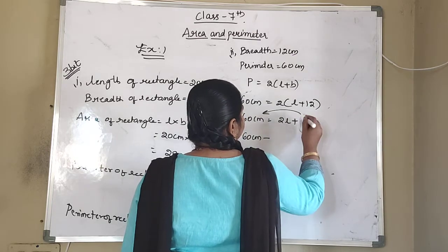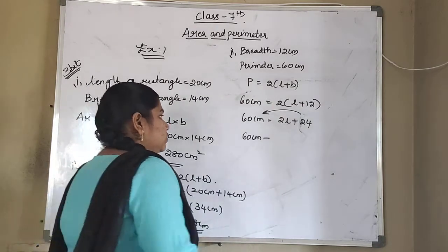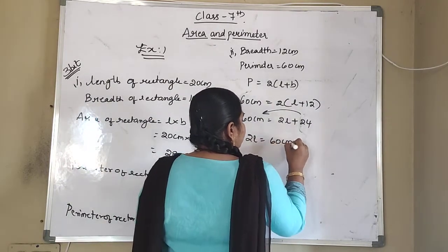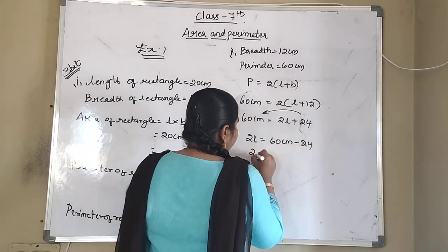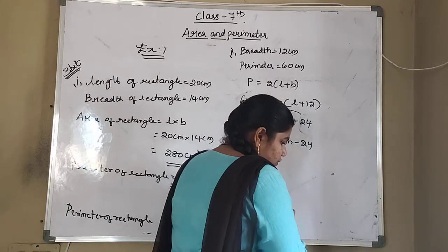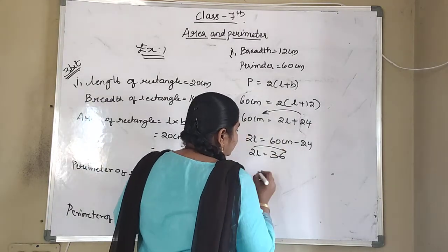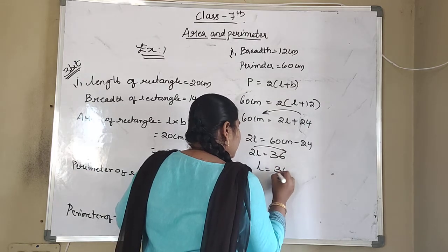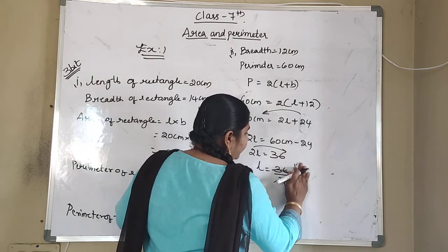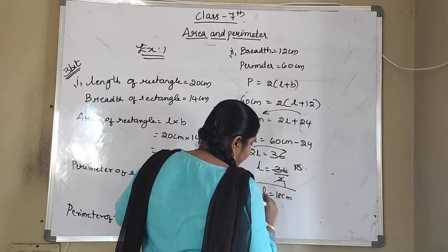12 twos will be 24. Okay, I am transposing this 24 to the other side, so 2L is equal to 60 centimeters minus 24. So 2L is equal to how much now? 60 minus 24 will be 36. So I am transposing this 2 to the other side. So L is equal to 36 by 2. 2 ones are 2, 2 nines are 18. So the length value you got is 18 centimeters.